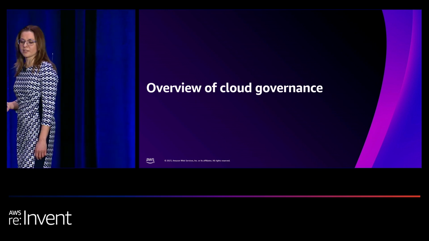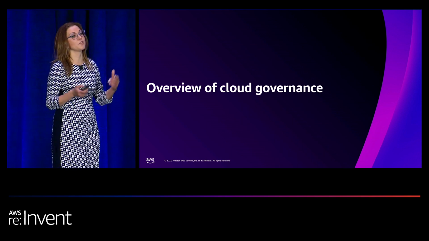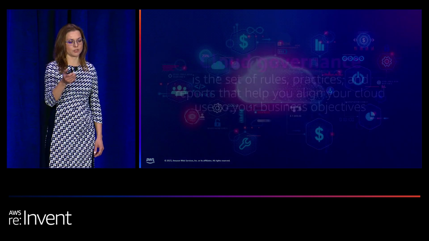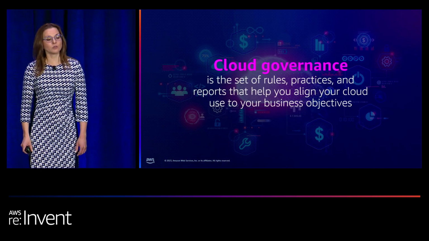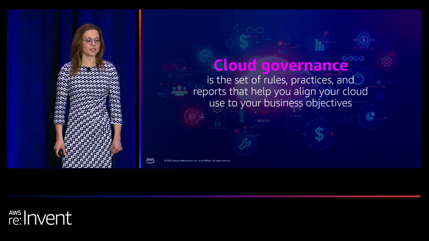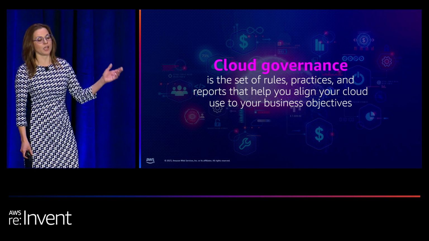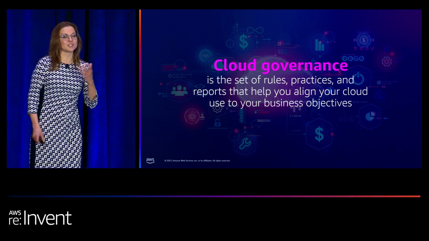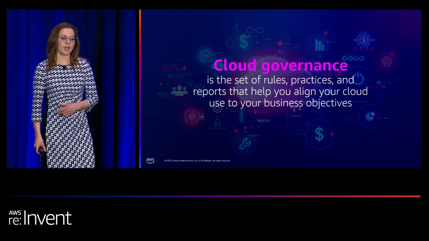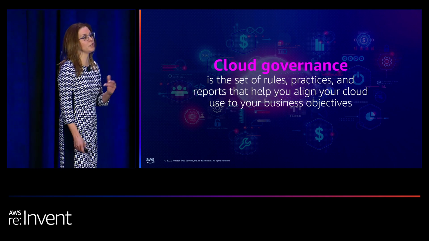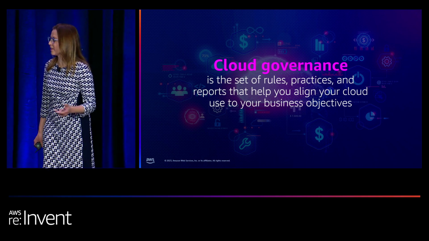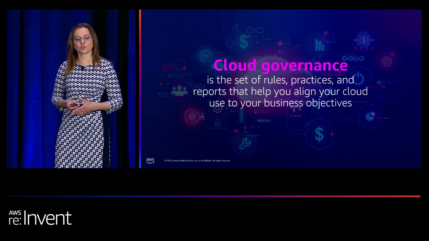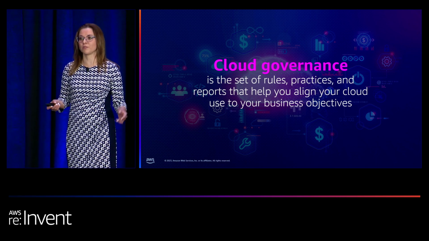Before we talk about best practices and overview of cloud governance, let's start with a definition of cloud governance. And there are a lot of definitions out there, and here's our definition. Cloud governance is a set of rules, practices, and reports that help you align your cloud use to your business objectives. We'll start with business objectives, your business needs, and then you implement different rules and practices to help you meet those objectives. Of course, there are reports, the assessment reports to help you bring visibility and also feedback loop to make sure that the set of rules and practices are in fact being followed.